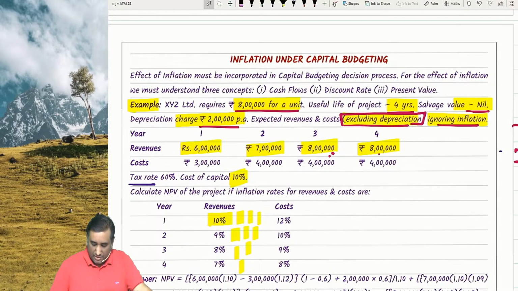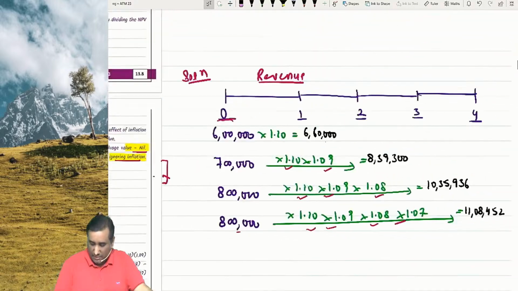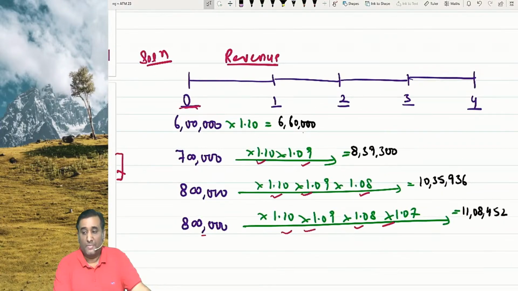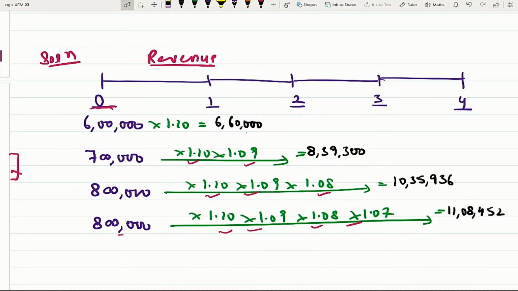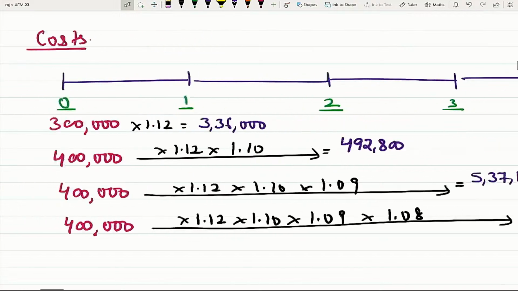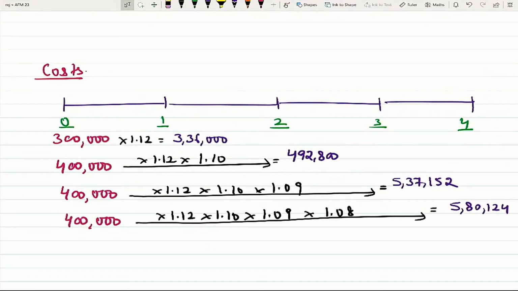Let me at least see the numbers you would have copied. Let me show you the revenue part. Revenue, this is what I'm getting. You can cross check your revenue numbers if you want. Then cost numbers. These are my cost numbers. 3,36,000, 4,92,800, 537,152, 580,124.